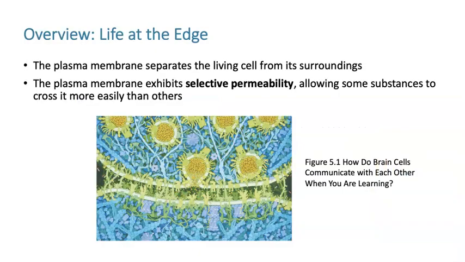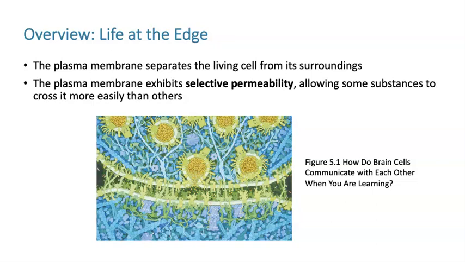Okay, so we are learning about membranes, and the plasma membrane is the main thing that separates living cells from their surroundings. So it's the border. A lot of people confuse cell walls and cell membranes because we often think about walls as being borders, but that's just not true in living cells. It's the membrane that's the border.